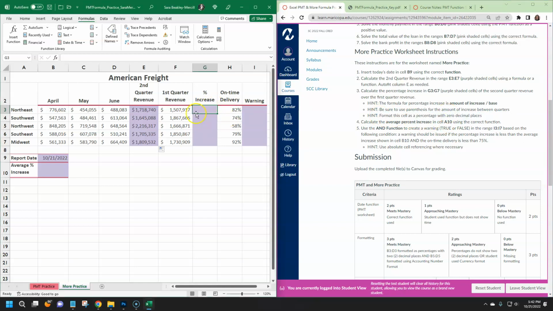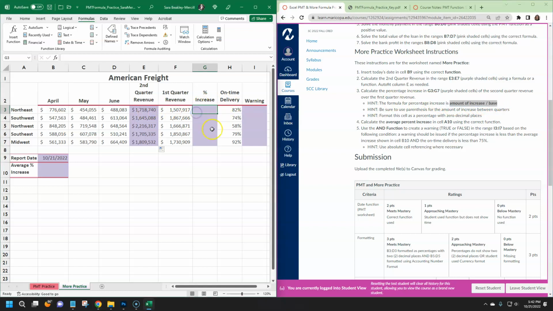All right, so I can see in the first quarter I made 1.5 million-ish, and in the second quarter I made 1.7 million-ish. So I want to know what is that percentage increase from the first quarter to the second quarter. And the math for that is right here.